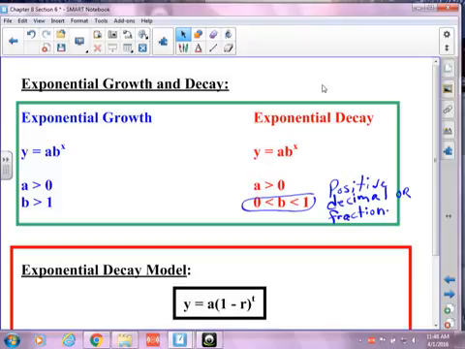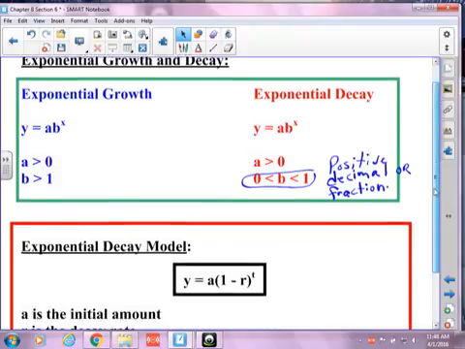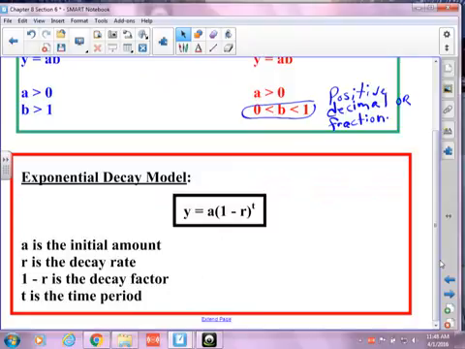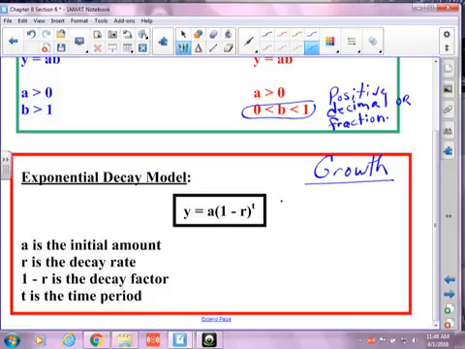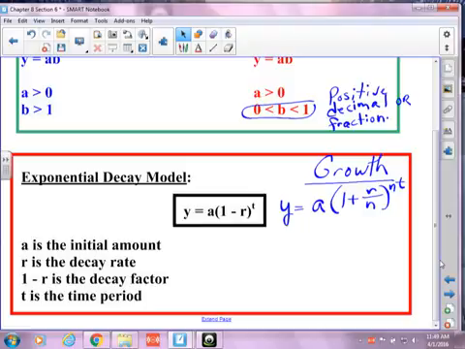Okay. Now, if you remember, we worked with exponential growth before. And when we worked with growth, we had the equation y equals a (1 plus r over n) to the nt power. Okay? You're going to notice that decay is very similar to this equation. What's one thing that's different about decay? There is no n. And if you remember with n, with growth, that was like semi-annually, annually, quarterly, daily. Okay, we don't have that with exponential decay.